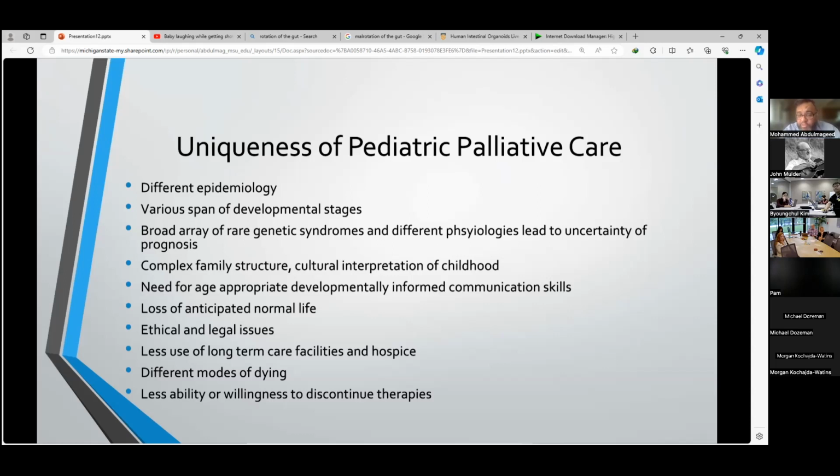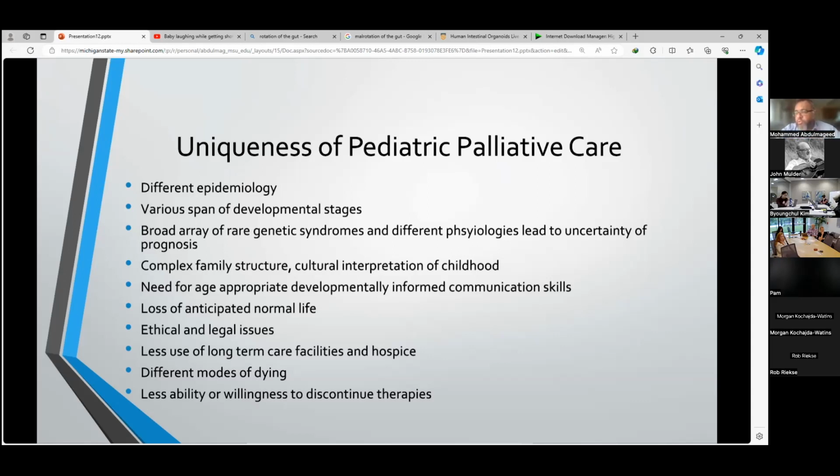Need for age-appropriate developmental informed communication skills, loss of anticipated normal life. Parents, when they hear that they have a baby, start to have dreams and anticipations for the child's future. Will be an astronaut, will be a doctor, will be a football player. Parents have dreams about their children. So when a baby is born with a congenital anomaly or a birth defect, or a child is even diagnosed with cancer or leukemia, this is devastating. This is destructive to the parents. This even gives the parents a feeling of guilt that what happened to my child is because of me, especially with birth defects or congenital anomalies or genetic anomalies. Parents feel guilty all the time that I gave this to my child, so I'm responsible for this.